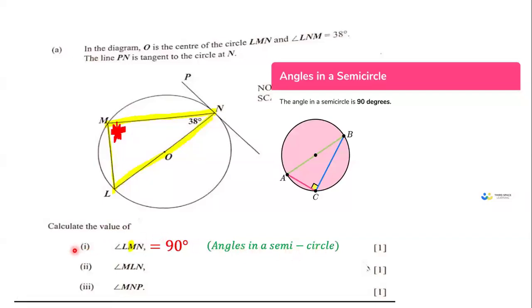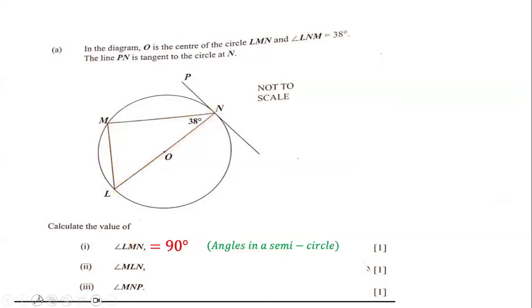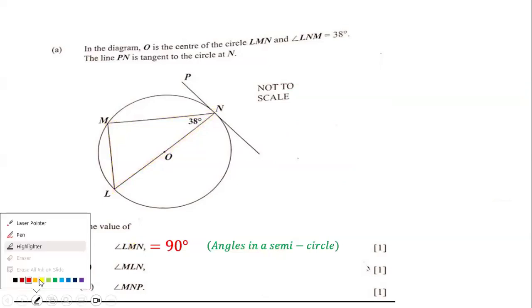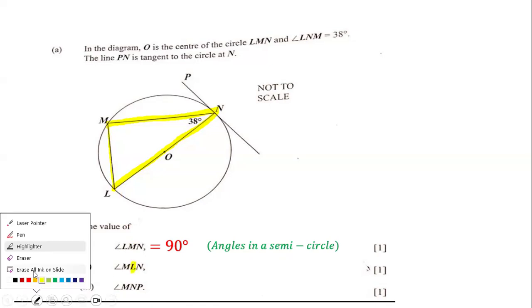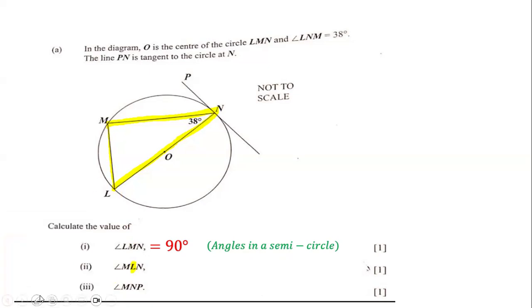Next, we have to figure out the measure of angle MLN. Let's first identify that angle. We have to look at MLN. So this is M, this is L, and this is N. And so we're looking at this particular triangle MLN. We're zeroing in on this particular angle in the middle, angle L. And so our goal is to determine the size of this angle right there.